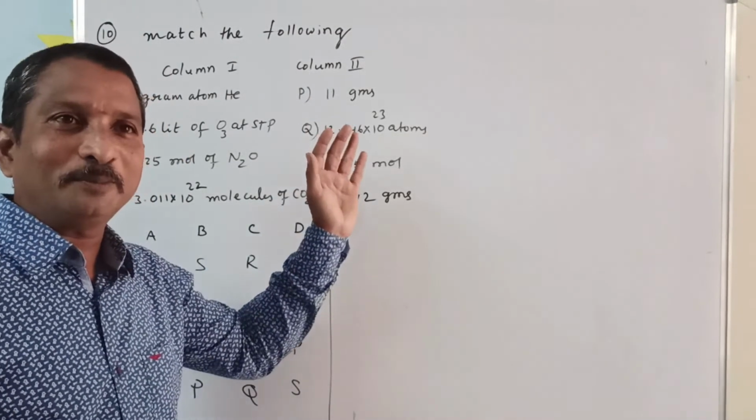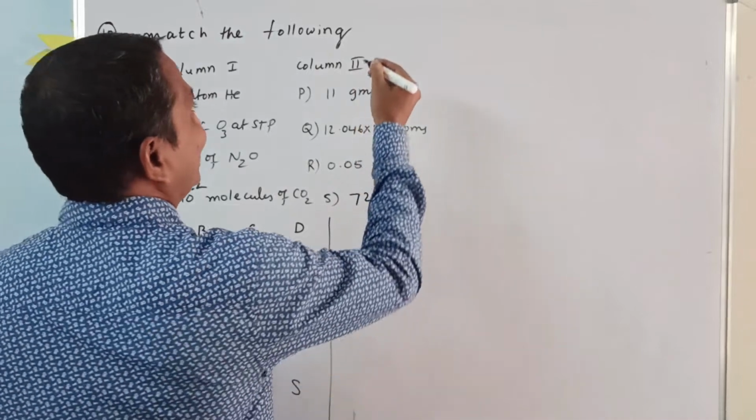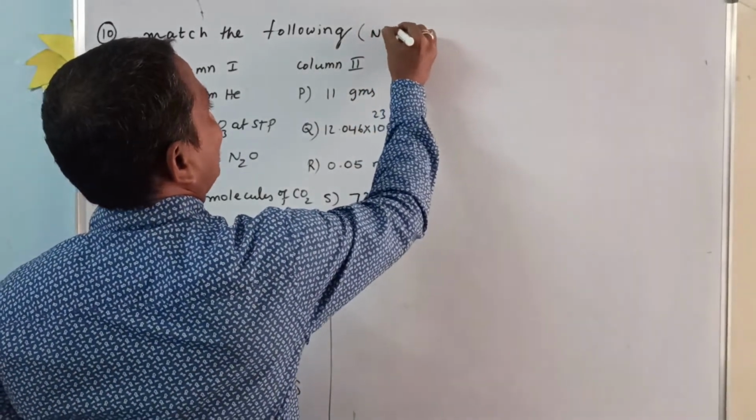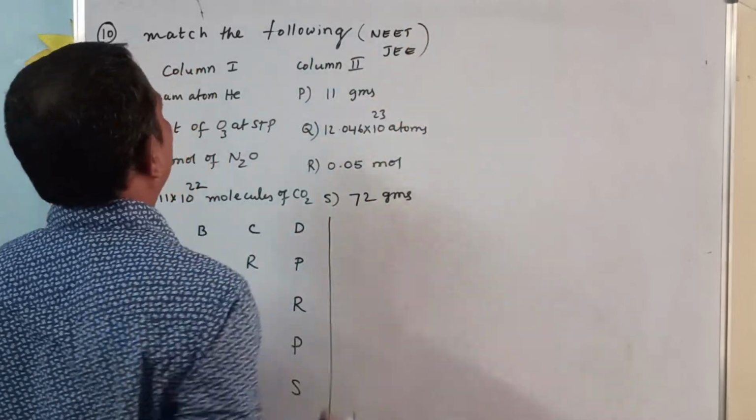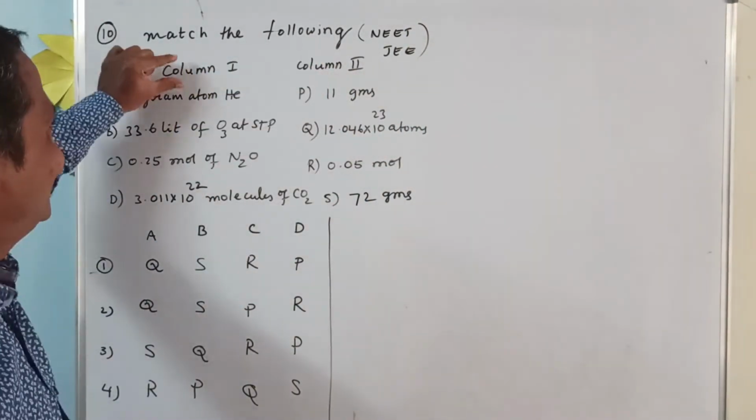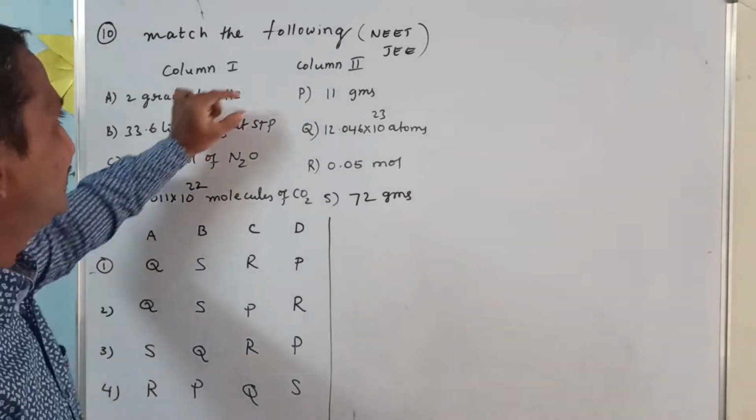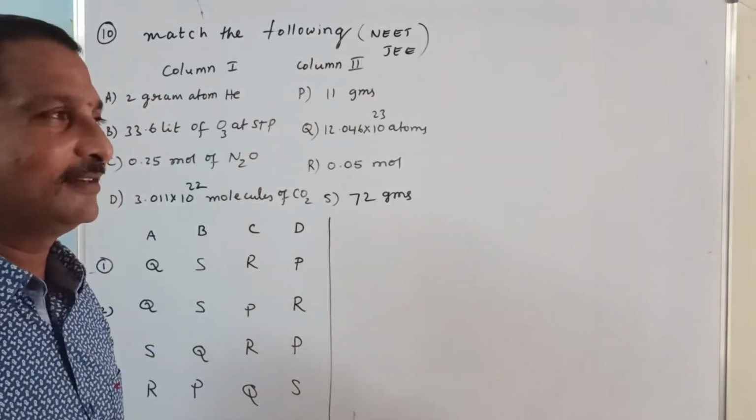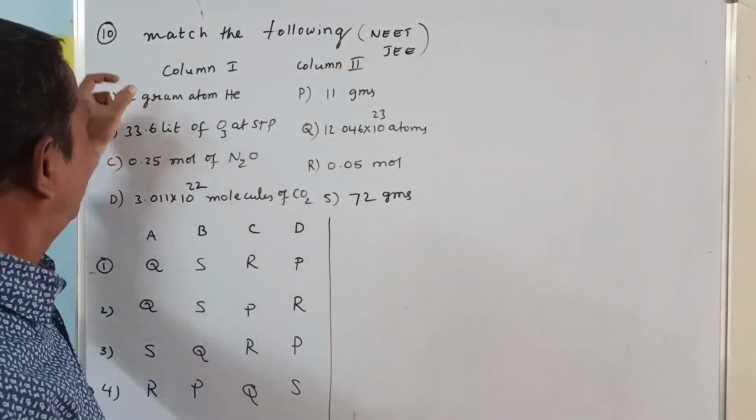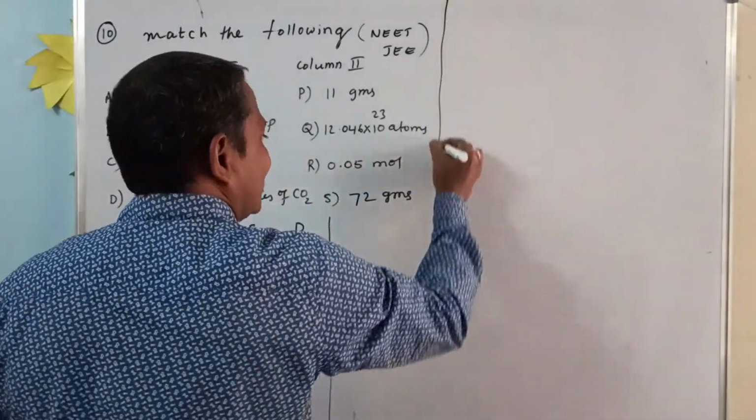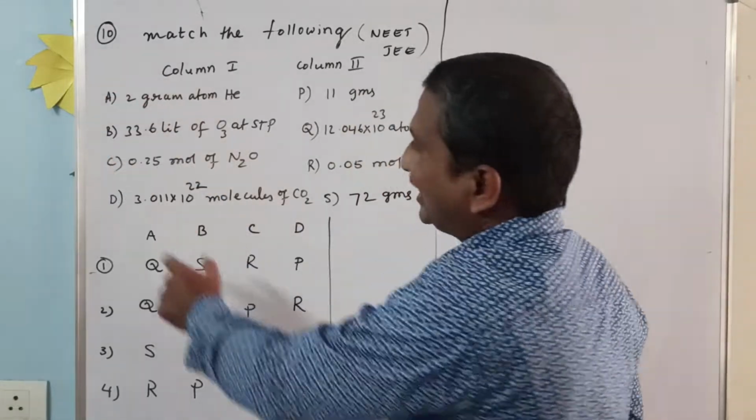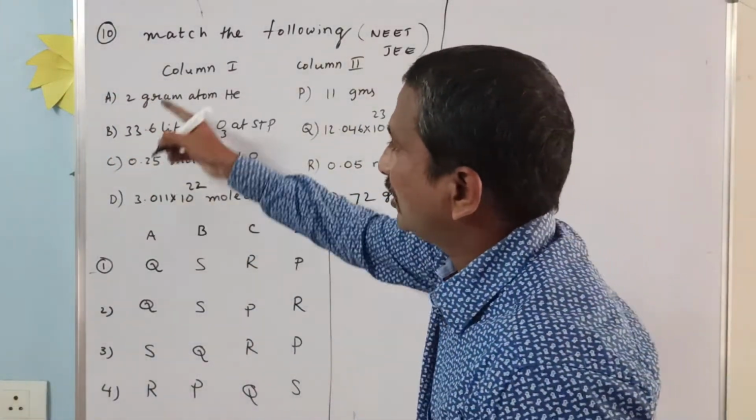See another problem. This is very important for NEET and JEE Main. See this model: match the following. This is column 1, four items given. This is column 2, four answers given. We have to match column 1 with column 2. How can we calculate this? First we have to calculate answers for column 1.